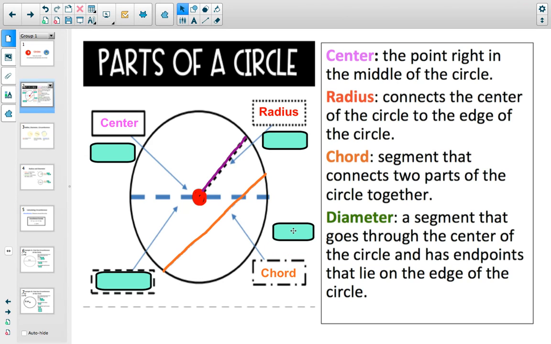The other term we're going to talk about is the diameter. A diameter is a segment that goes through the center of the circle and has endpoints that lie on the edge of the circle. So our diameter, I'm going to draw this horizontal line here. It's going from one end of the circle to the other end, and it's going right through the center of the circle. This is called the diameter. The diameter and the chord are different because the diameter goes right through the center of the circle, whereas the chord does not have to go right through the center of the circle.